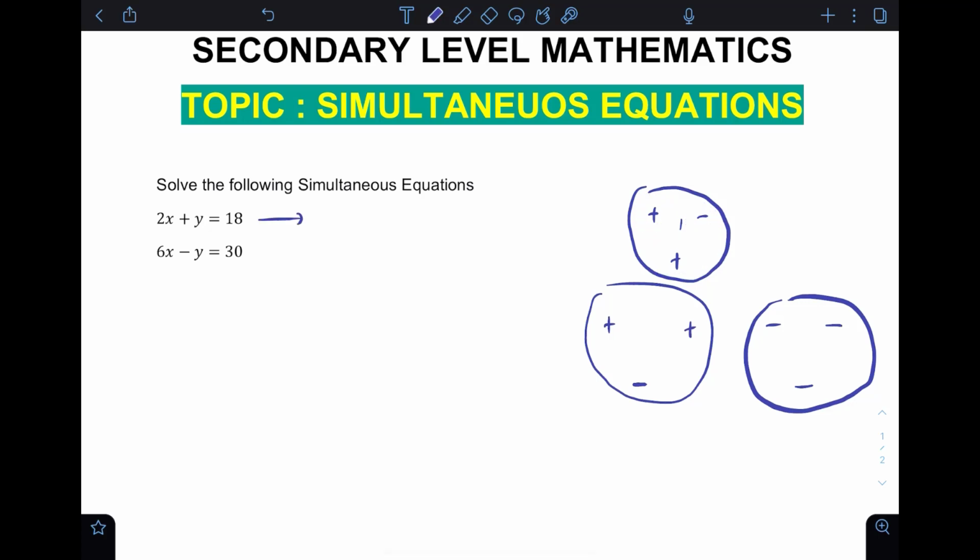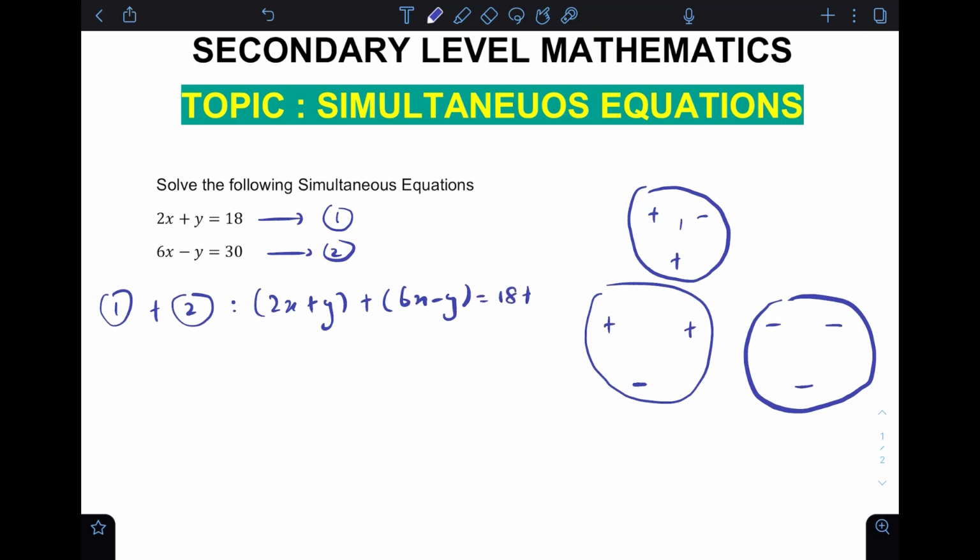Just like in this case, you want to eliminate y. Both are different signs, one is plus, one is minus. So you have to go and add the two equations up. You take equation 1 plus equation 2. So this will be 2x plus y plus, you can put a bracket, 6x minus y, and everything will be equal to 18 plus 30. So 2x plus y plus 6x minus y, everything is equal to 48.